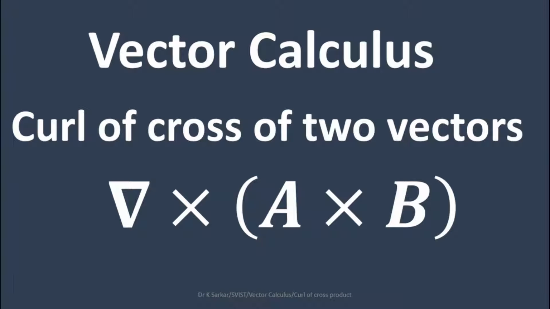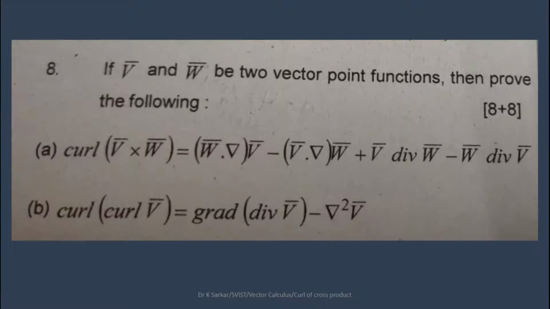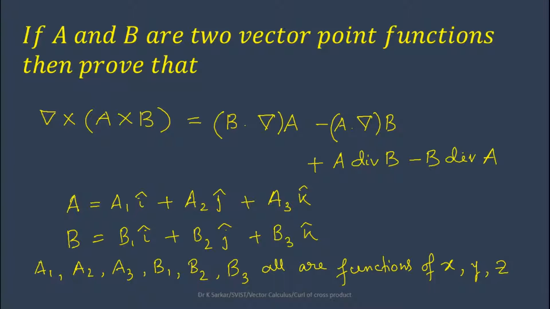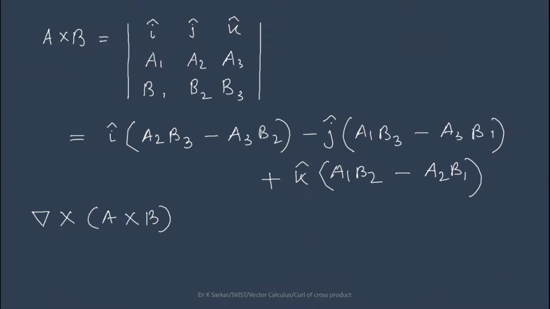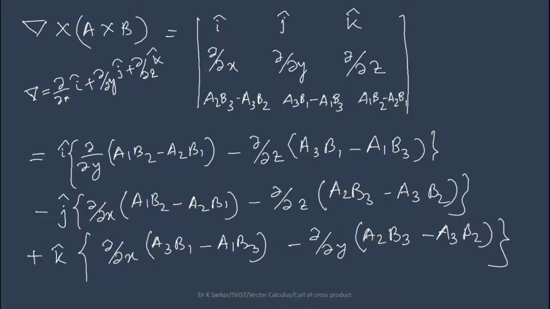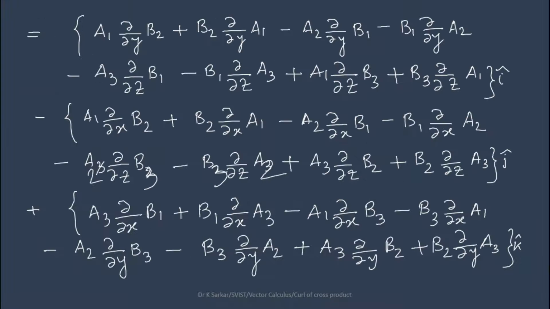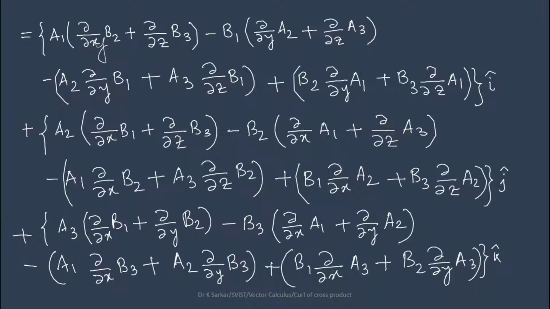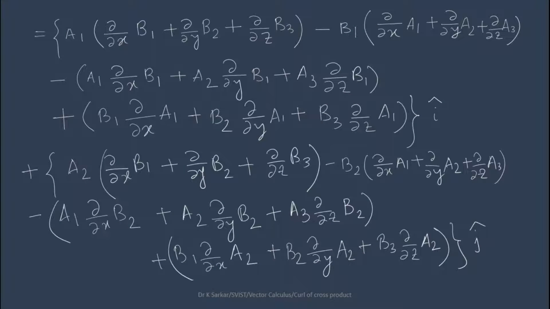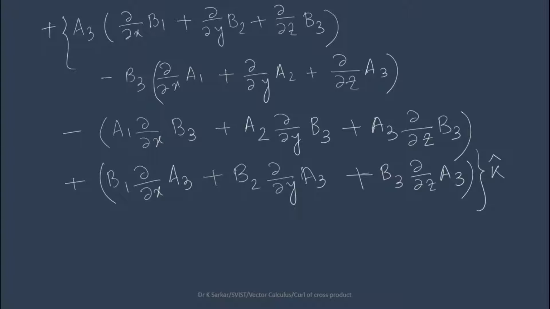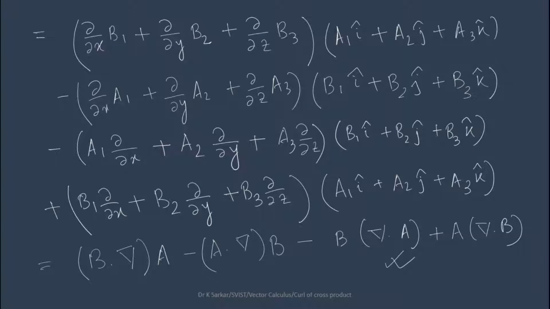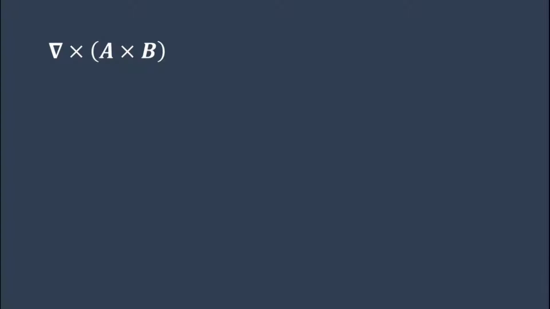Hello everyone. I have already discussed how to find the curl of the cross product of two vectors earlier. That proof was lengthy and time consuming. At that time I told you I would show you an alternative way using index notation and the identity. This method is shorter than the previous one. Let's start.